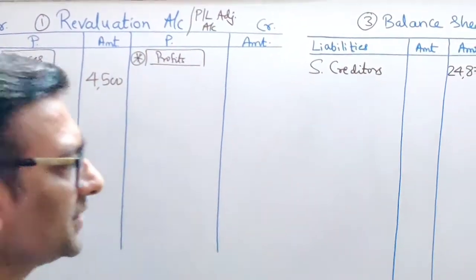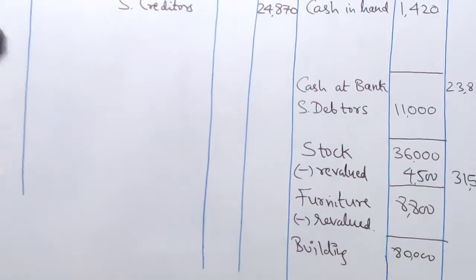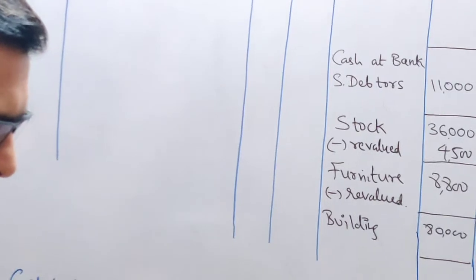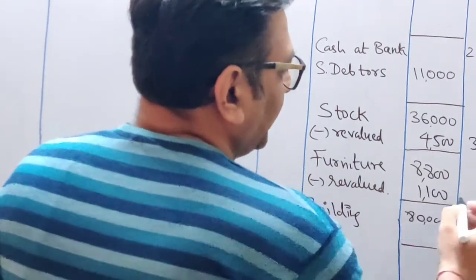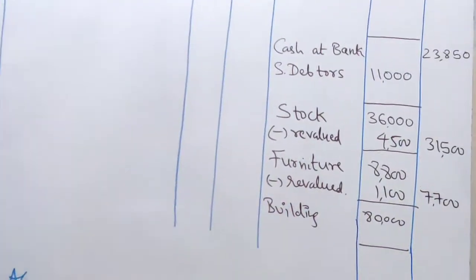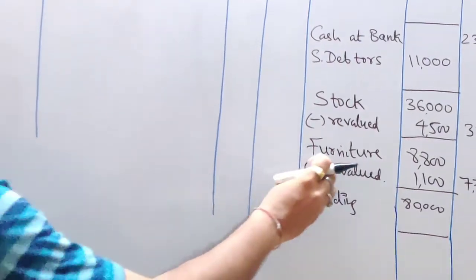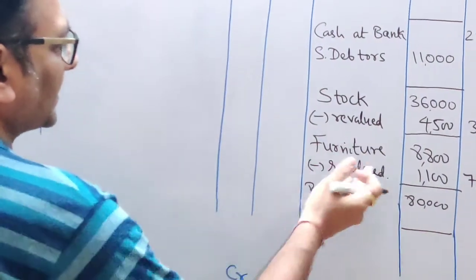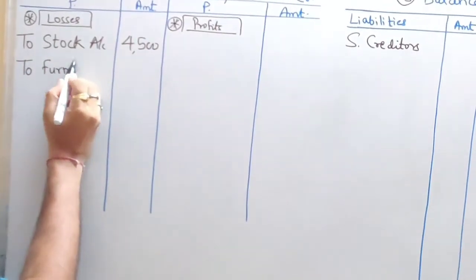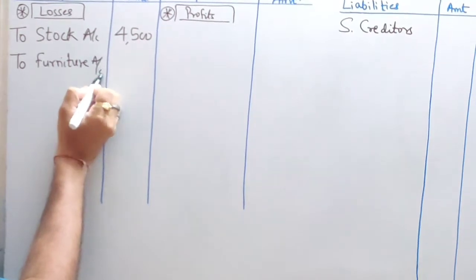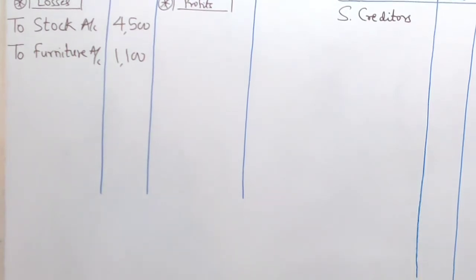Okay, done with this. Even furniture they have asked us to reduce. So I am writing here revalued, and again the same percentage. 8,800 into 12.5% is 1,100, and when you minus, you get 7,700. Again the same effect. Your furniture is reducing. If your furniture is reducing, your asset is reducing, it's a loss. So again the loss will go on the debit side to the furniture account. And the loss is of 1,100. So we are done with the first adjustment.